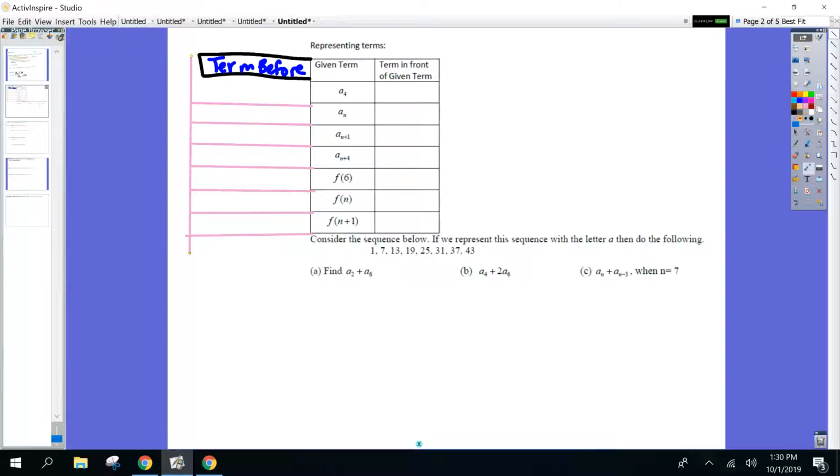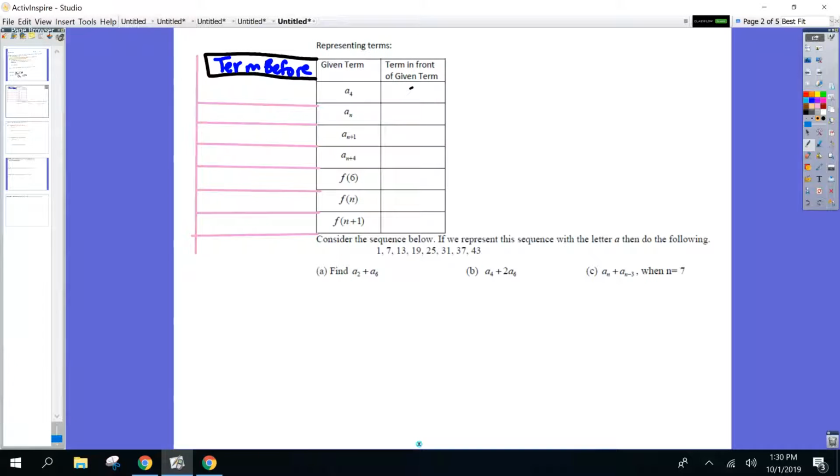Okay, here we go. I'm on the fourth term. What's the next term? A5, fifth term. I'm not going to blow anybody's minds here. What about the term before? Okay, no issues.